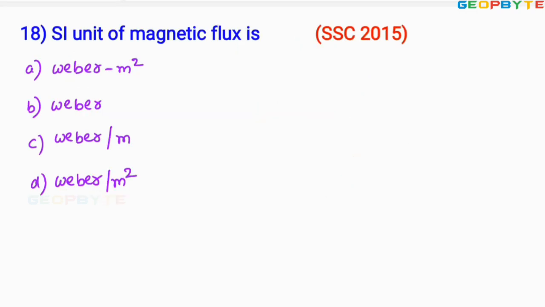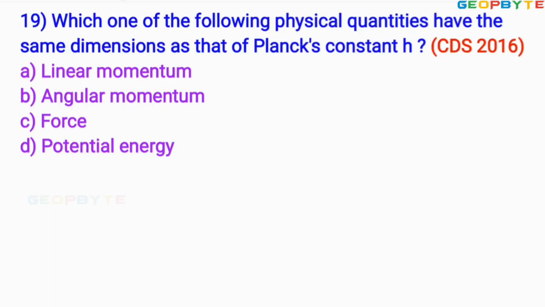Look at the 18th problem, asked in 2015 for SSC exam. The SI unit of magnetic flux is Weber. Option B is correct. Very simple problem. Let's go for the next problem.